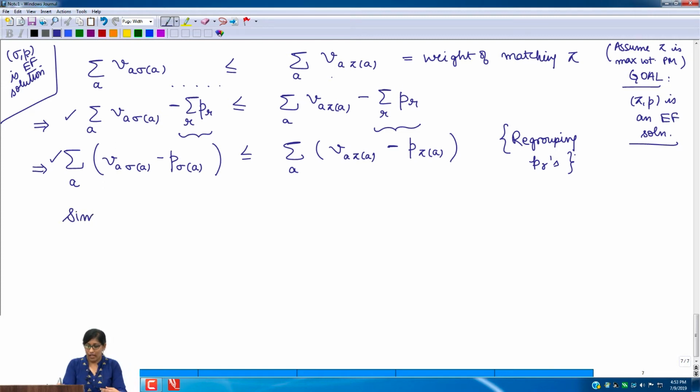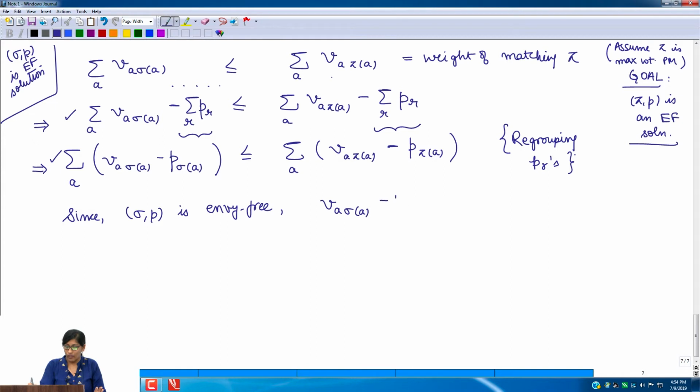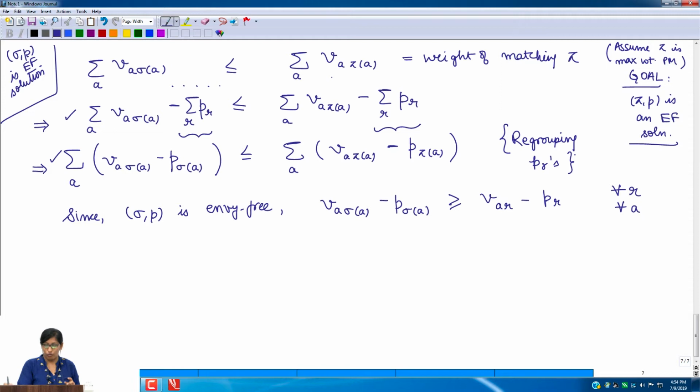So now, since we had assumed that sigma comma p is NV free, can someone tell me what would be the next argument? Remember, sigma comma p was NV free, and therefore I have this particular inequality: the utility agent A is achieving from room sigma A under the price P sigma A is at least the utility he is achieving from any other room R, right? Remember, this is true since sigma p is NV free.